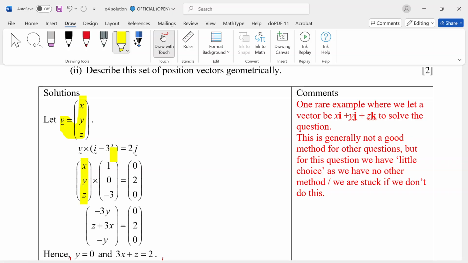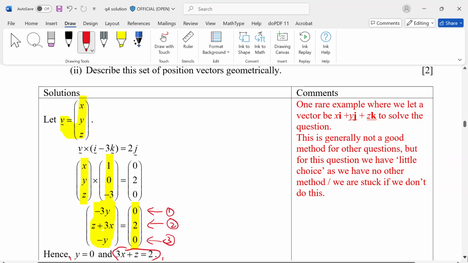So what happens when you do a cross product? Okay, you have x, y, z cross with 1, 0, minus 3. And you will see this whole thing, this vector negative 3y, z plus 3x minus y must be equals to another vector, 0, 2, 0. Okay, so at this point, what does it actually mean? So when you look at it, look across it horizontally, you'll see that y actually turns out to be 0 based on equation 1 and equation 3. Okay, and then from equation 2, you'll see that 3x plus z is equals to 2. So you have these two criteria to be met.